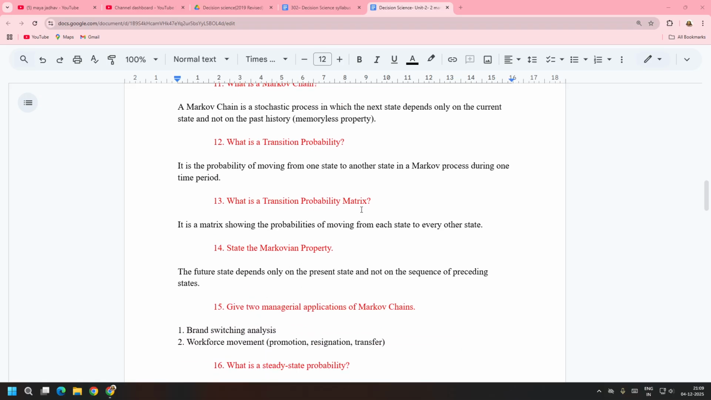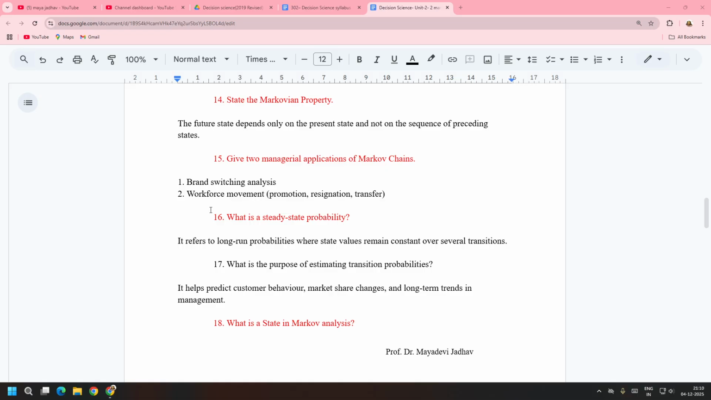What is transition probability matrix? It is a matrix showing the probabilities of moving from each state to every other state. State the Markovian property. The future state depends only on the present state and not on the sequence of preceding states. Give 2 managerial applications of Markov chains. Brand switching analysis, workforce movement, promotion, resignation, transfer.